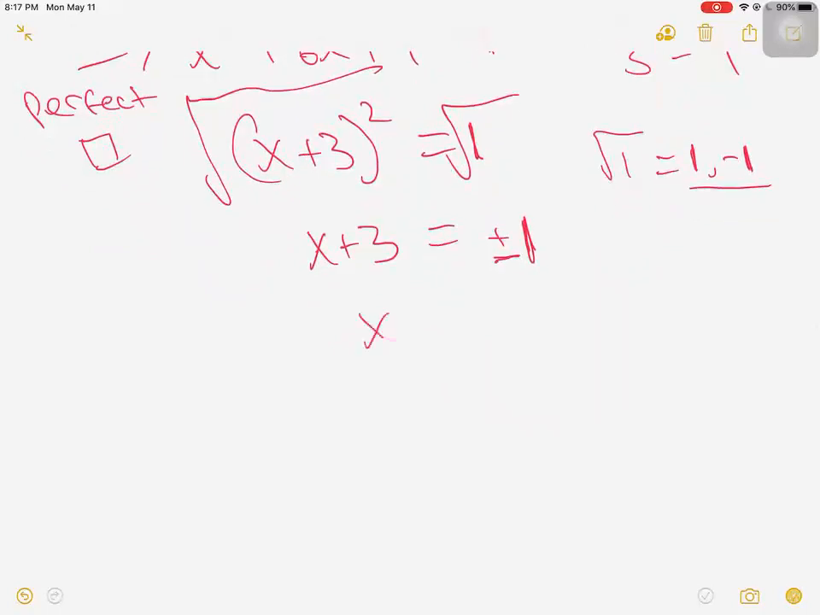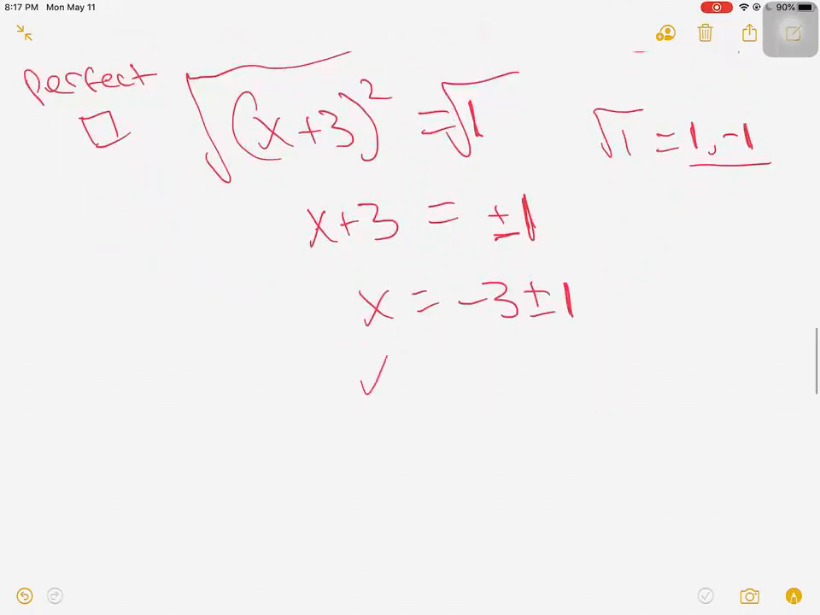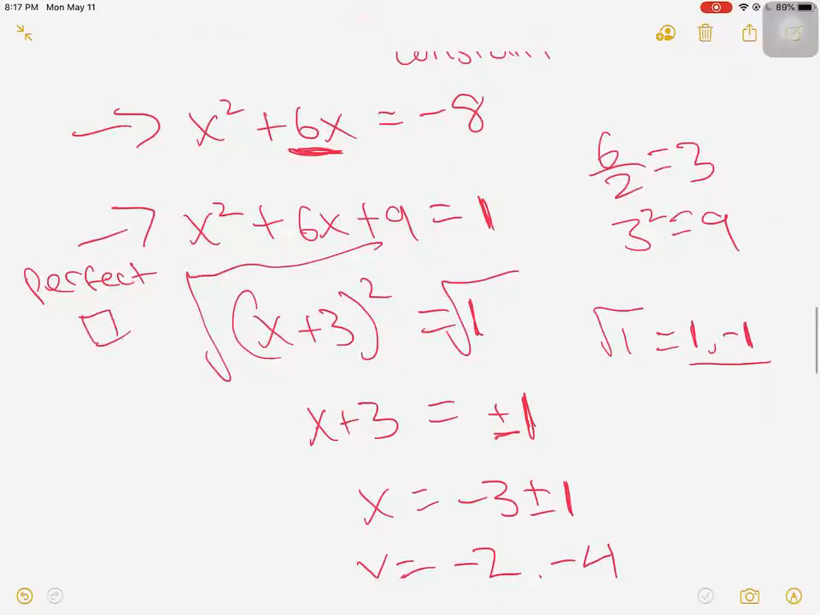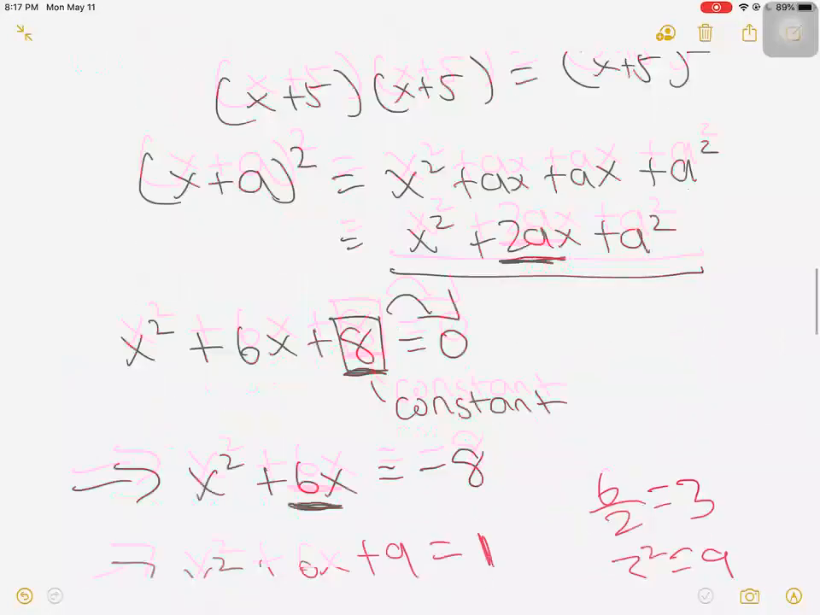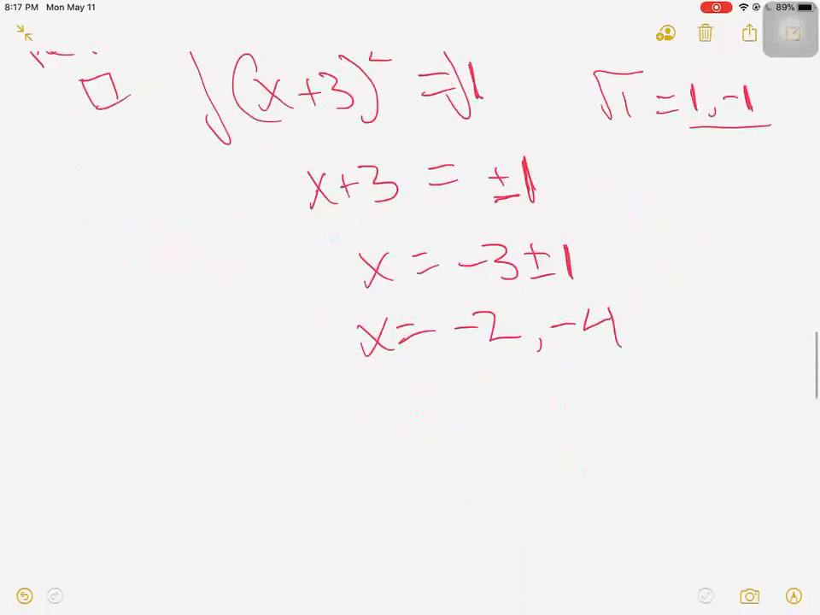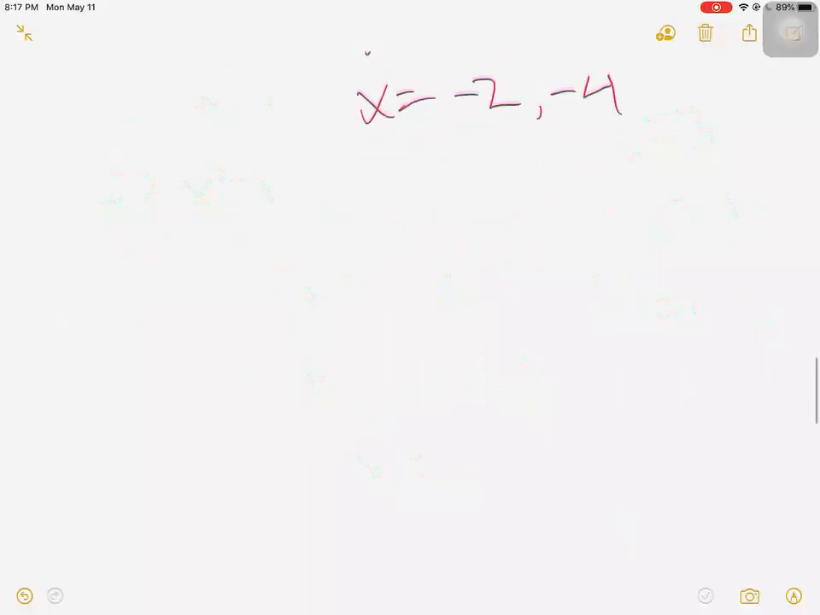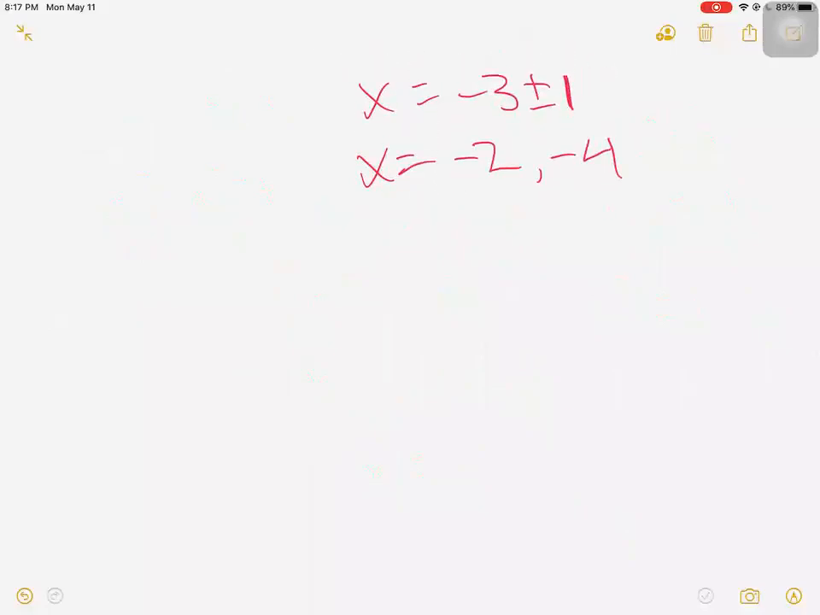Solving this, we get x is equal to negative 3 plus or minus 1. So x is equal to negative 3 plus 1, which is negative 2, or negative 3 minus 1, which is negative 4. So these are the two solutions that you get from completing the square. And as verification, we can see that it's the same as all the methods we did previously. And I think that's it for completing the square. Does that make sense to everyone?